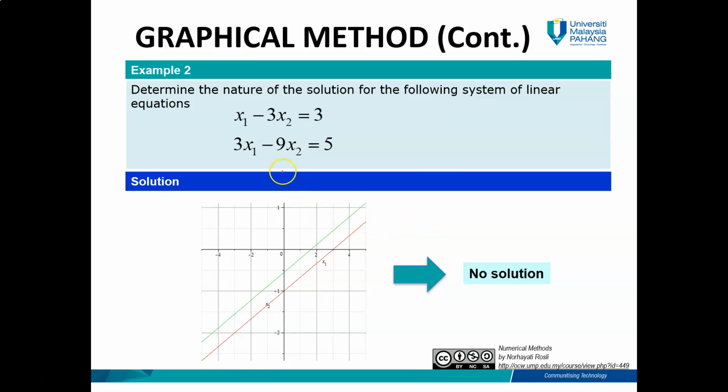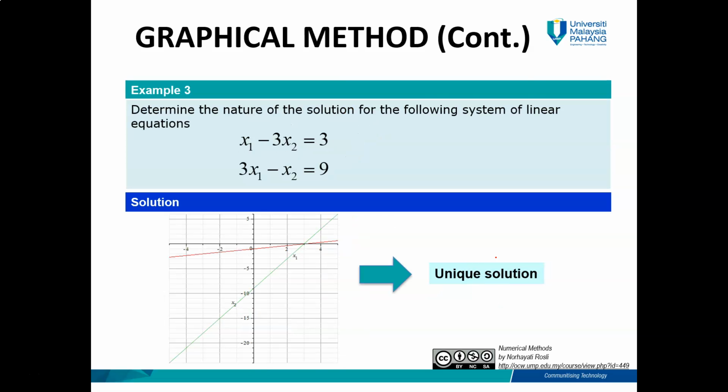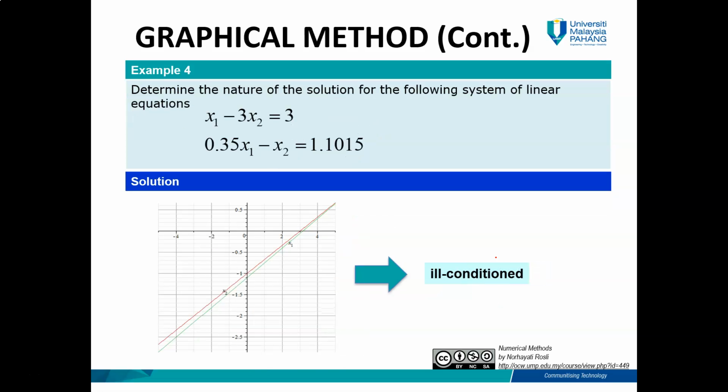In example 2, determine the nature of the solution for the following system of linear equations. Your first step here is to plot this graph. Plotting this graph, you will get this kind of plot, where, for example, this one is L1 and this one is L2. Here there is no intersection point, and L1 and L2 are parallel, which means that there is no solution.